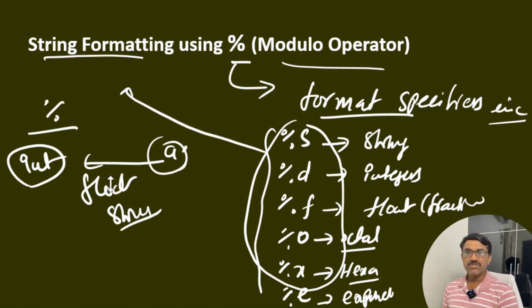Just now we discussed string formatting. Now we are going to see how to use this percentage symbol for inserting a string object, an integer object, a float type of object, or how to insert the integer object in octal form, hexadecimal form and exponential form. That we will see with an example. Now let us see one example of string formatting using the percentage symbol. Let us go to the Python interactive shell.